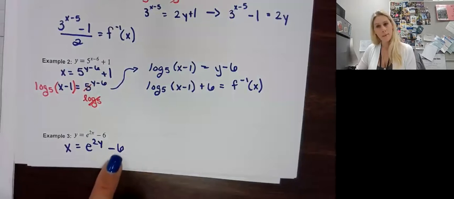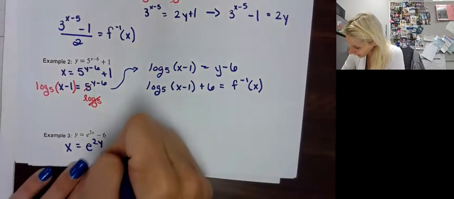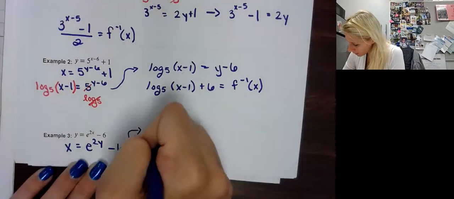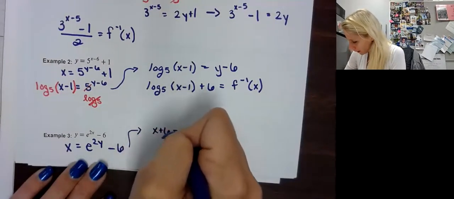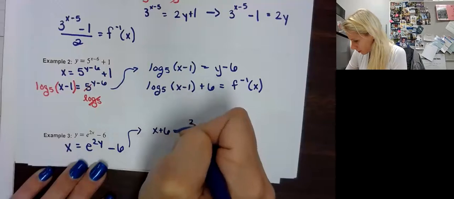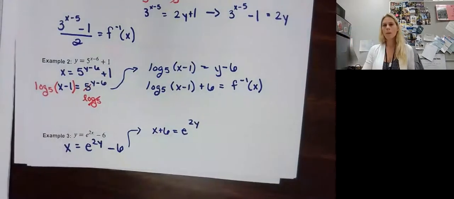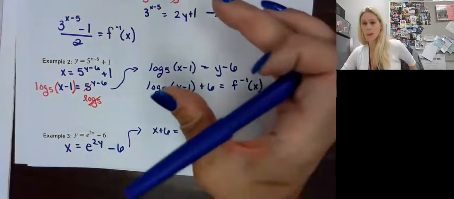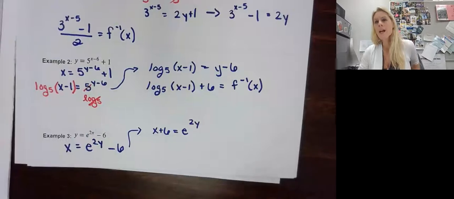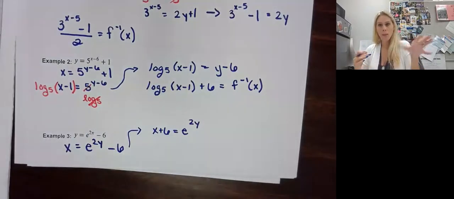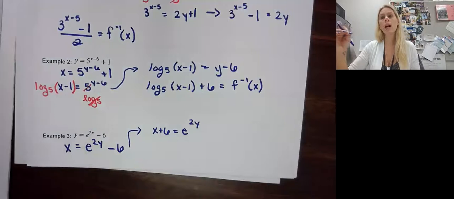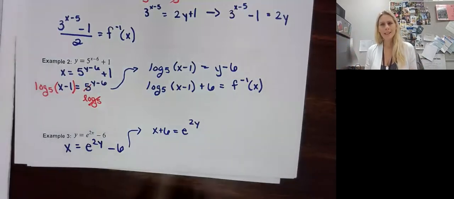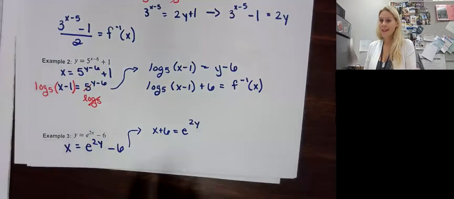So how do you get rid of that minus 6? Well, we add 6 to both sides. So I have x plus 6 equals e to the 2y. All right, up here in examples 1 and 2, we were talking about logs and bases and how they cancel, right? Log base, let's say 7, cancels out a base of 7. Well, now we have e. What cancels out e? ln, right?